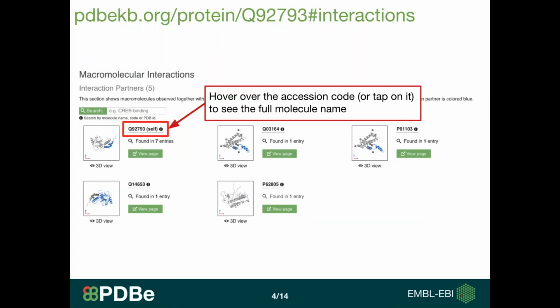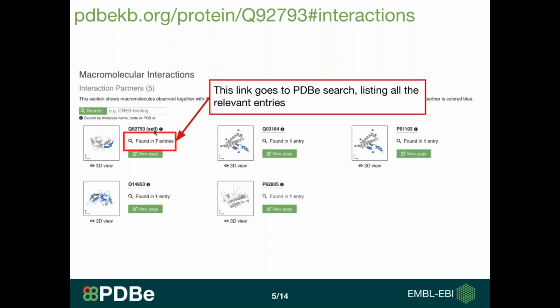If you mouse over or tap on any of the UniProt identifiers that you can see here, you will be able to see the full name of the molecule. Under that, you have a link which goes to the PDB search, and it will list all the entries where you can see the protein of interest and this particular interaction partner. And under that, there is a button, and clicking on that will go to the protein-centric page of that particular protein. So it will basically show you the other side of this interaction and all the details. So a similar page like this, but for that other protein.